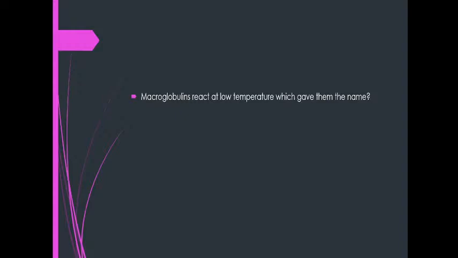Room temperature, right? But these macroglobulins are also capable of reacting at lower temperatures. Hence the term cryoglobulins. Okay? Now, let's move on to the next one.